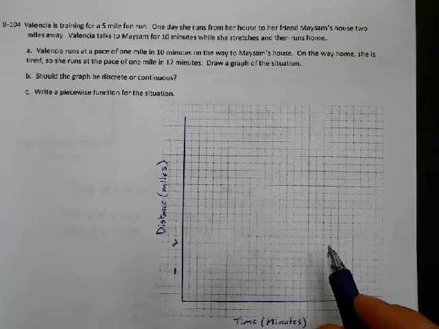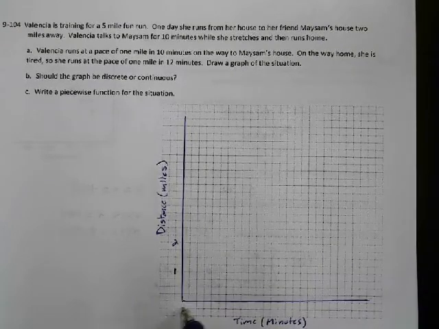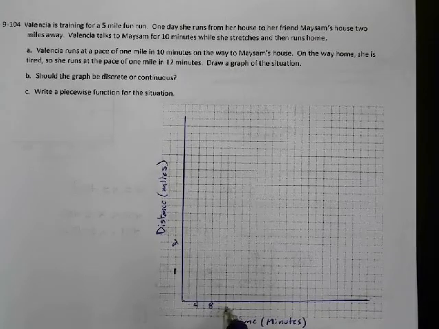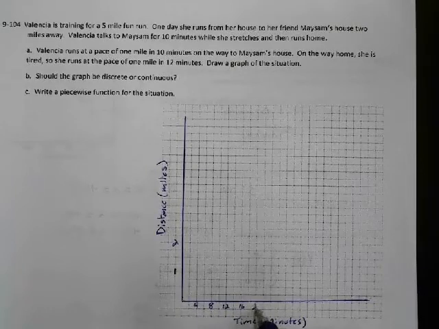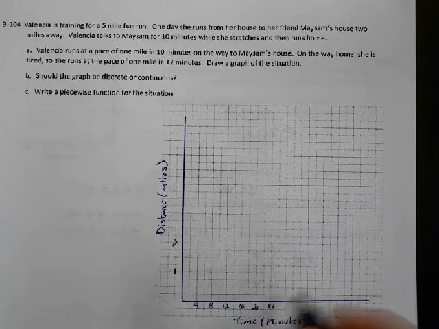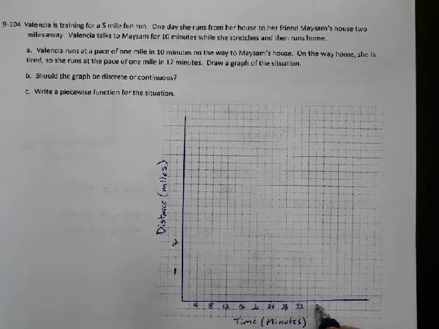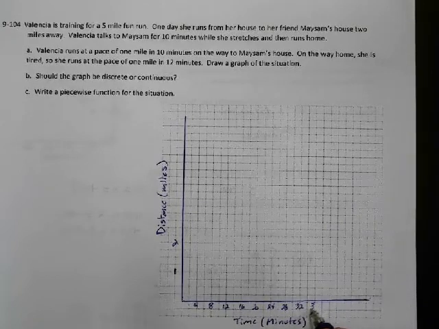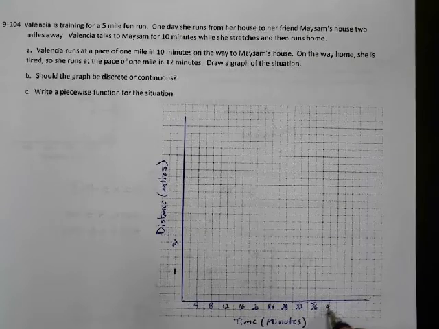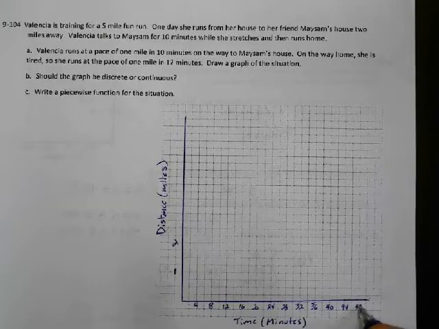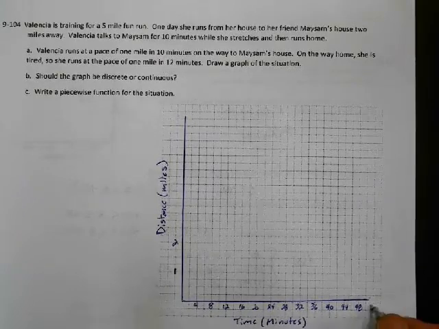everything by 2. So this would be 2, 4, 6, 8, 10, 12, 14, 16, 20, 24, 28, 32, 36, 40, 44, 48. All right, this has got to be enough. Let's do 52. I think that should be enough.